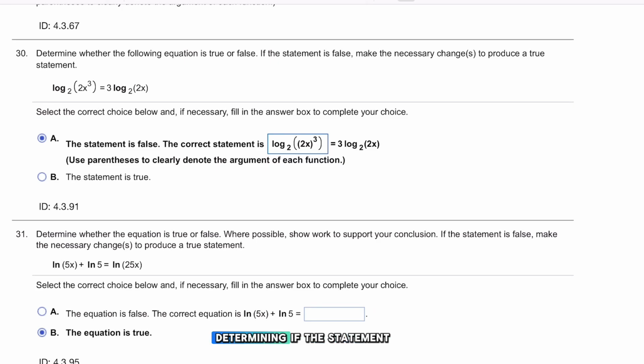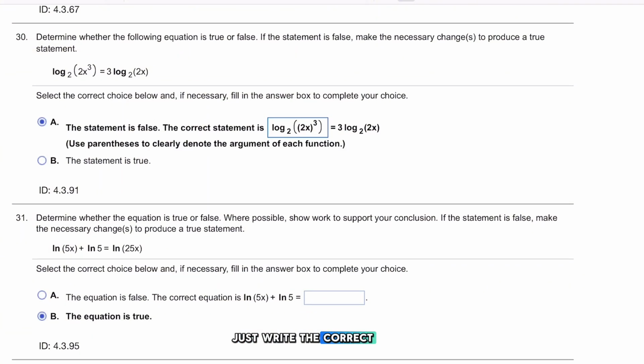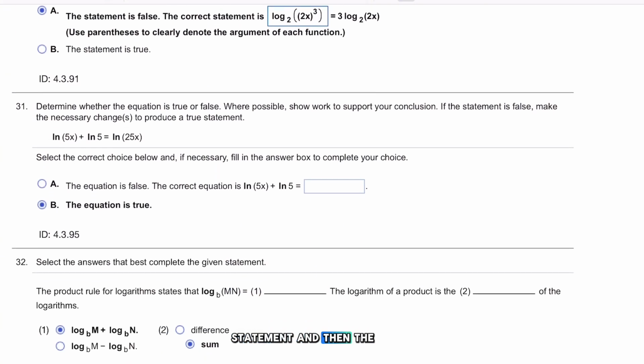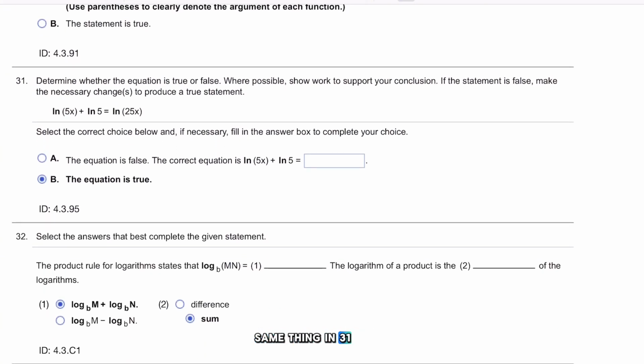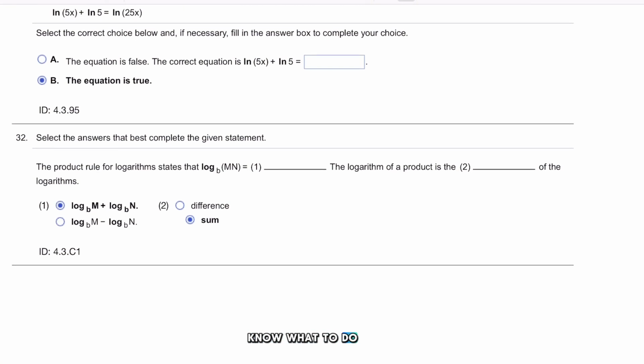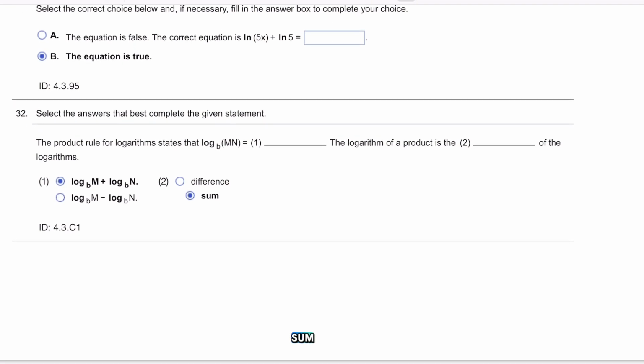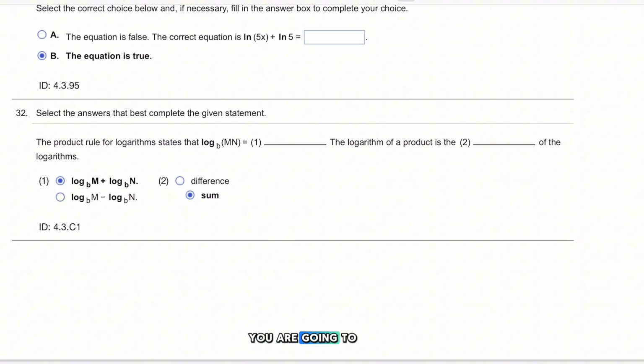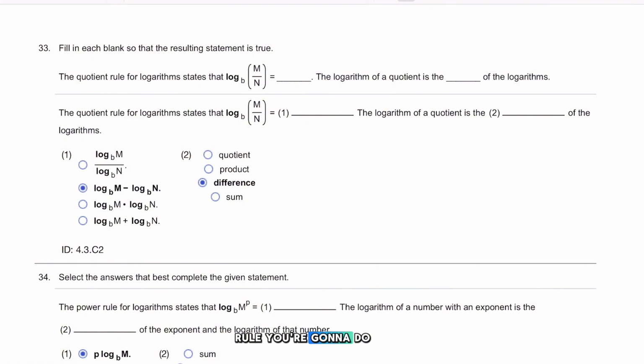you are just determining if the statement is true or false. So if it's false, just write the correct statement. And then the same thing in 31. And then next, you just have a problem where you're summing up the rules for logarithms. So this is the product rule. So you know what to do when you see a sum. When you use the product rule, you're going to do the sum.